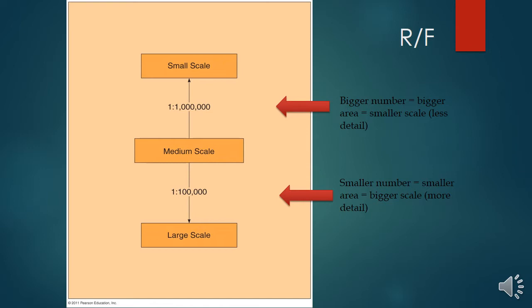The opposite is true there for larger scale maps, where you're generally going to have a much smaller number as a part of that ratio or representative fraction, right? 1 to 100,000, or even a lot smaller than that, 1 to 25,000 or 24,000. What that means is that smaller number means that a smaller area is being represented on that map, which means that it's a larger scale relative to a global map or something like that. And it's going to have a lot more detail on it. And we'll see some other examples of what I'm talking about here.